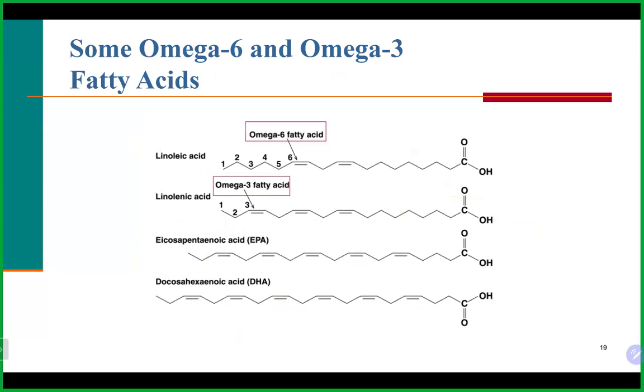Here's linoleic acid, and again, starting at number 1, ending at number 6. Here, starting at 1, 2, and 3. Here's a few more. This would be a 1, 2, and 3, and 4, 5, and a 6, by the way. This would be a 1, 2, and 3 in terms of our fatty acids here.